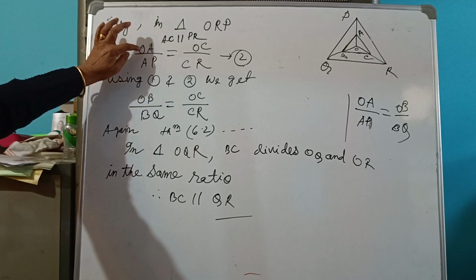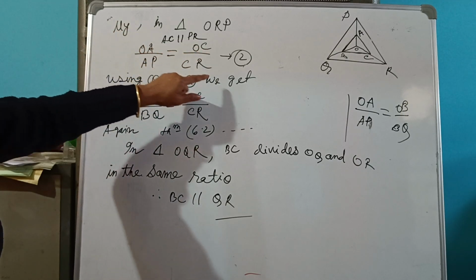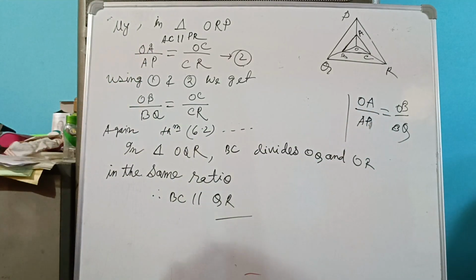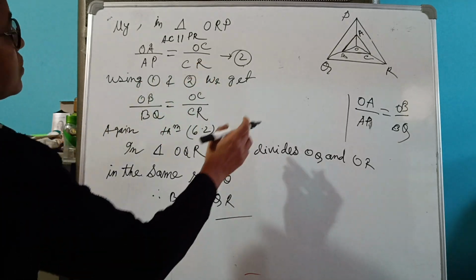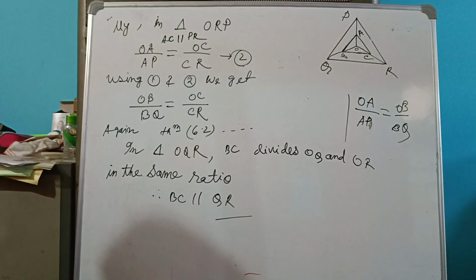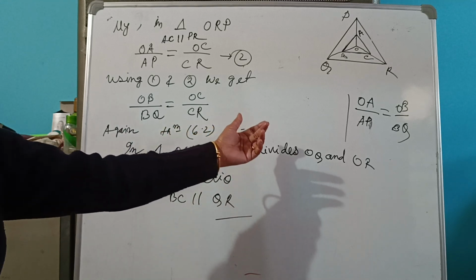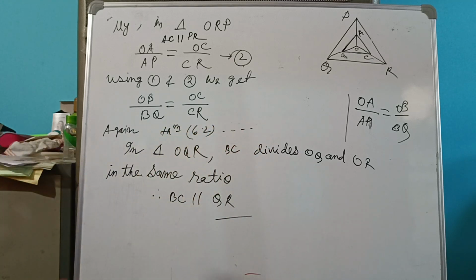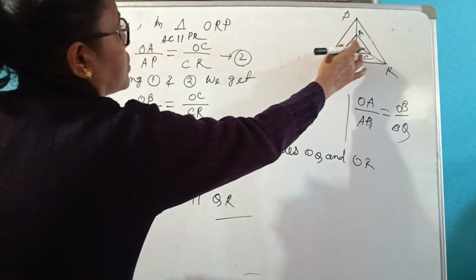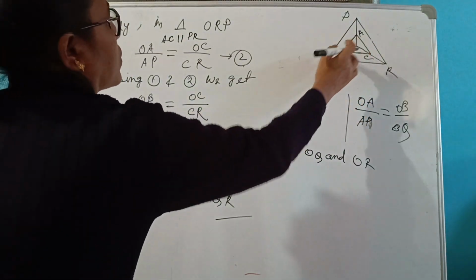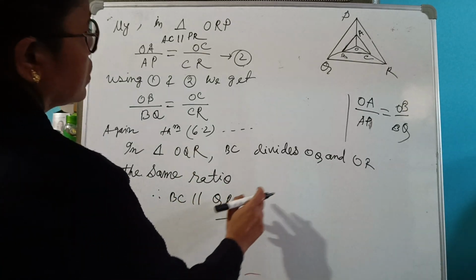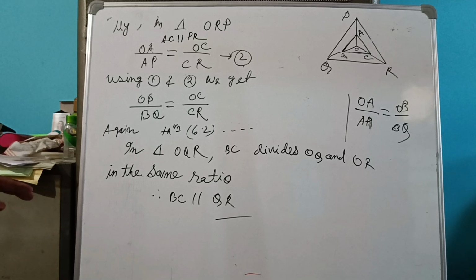Then see what we find. We find OA by AP is equal to OC by CR, and already we found OA by AP is equal to OB by BQ. So using 1 and 2, what do we find? OB by BQ equal to OC by CR. Again, according to theorem 6.2, in triangle OQR, BC divides OQ and OR in the same ratio. So BC parallel to QR. Students, you must write the theorems.